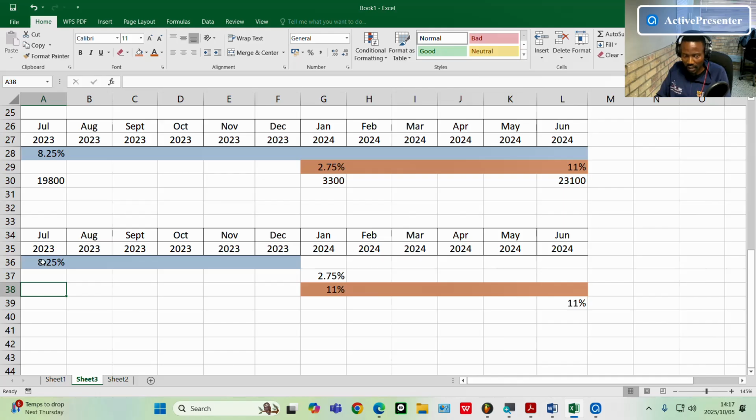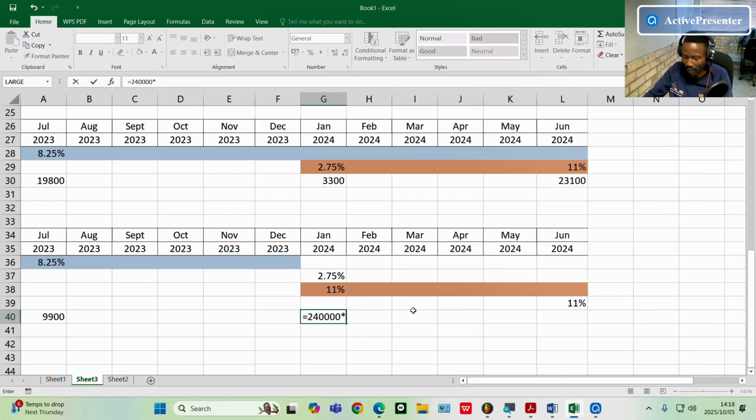Okay, then the second way, we did say this 8.25% stayed for 6 months. So I'm going to take this 240,000 multiplied by 8.25% multiplied by 6 over 12. Okay, we got 9,900. And we said, okay, this is for the 6 months. Then from January, it increased by 2.75%, making it 11%. So this 11% stayed for 6 months. So we're going to take this 240,000 multiplied by 11% and then multiplied by 6 over 12.